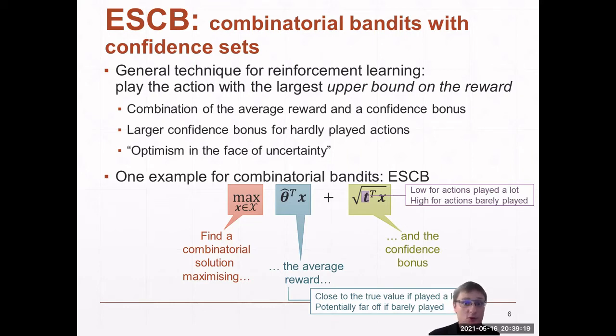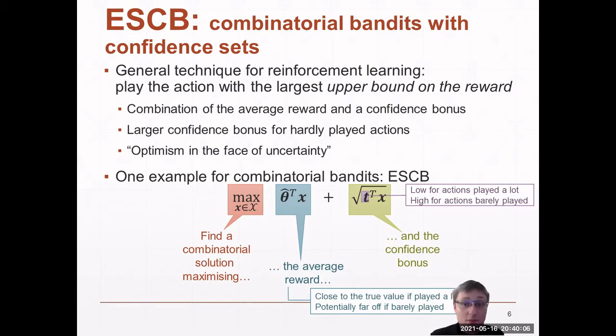In general, for bandit algorithms, a good policy is to use the principle of optimism in the face of uncertainty. That means that you will always play the action that has the best combination of the average reward and confidence bonus. When you have an action that's barely played, you know that your average reward is probably not really well estimated. So that means that you need to have a high confidence bonus to have some incentive to play this action. Conversely, if you have a very good estimation for the reward of an action, you don't need a large confidence bonus. Otherwise, you would have to explore a lot of actions that you know are not that good.